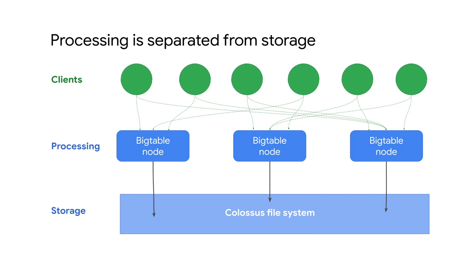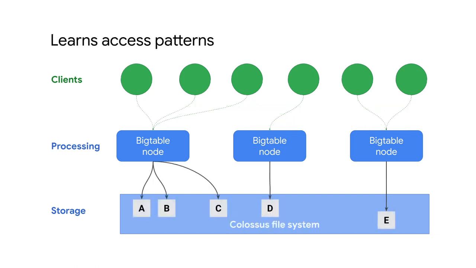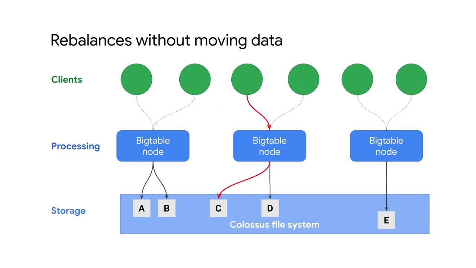Tablets are stored on Colossus, which is Google's file system, in SS table format. An SS table provides a persistent, ordered, immutable map from keys to values, where both keys and values are arbitrary byte strings. As I mentioned earlier, Cloud Bigtable learns to adjust to specific access patterns. If a certain Bigtable node is frequently accessing a certain subset of data, Cloud Bigtable will update the indexes so that other nodes can distribute that workload evenly, as shown here.